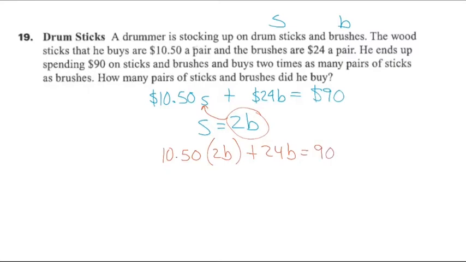Common questions on standardized tests are ones that are set up like this, where you'll have a price of one thing and a price of another thing equals the total amount they bought. And then there's some sort of relationship between the two things that they purchased. Or they'll give you person A bought this group of things for $40, person B bought another group of things for $80, and then you'll get two equations that we can play around with.